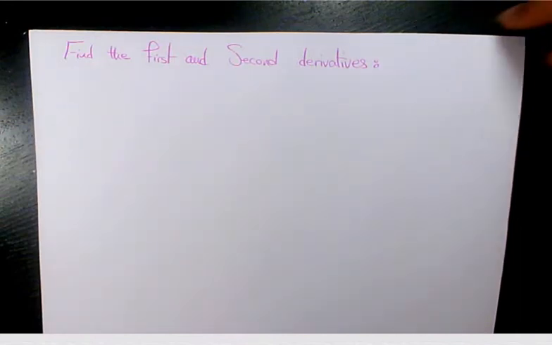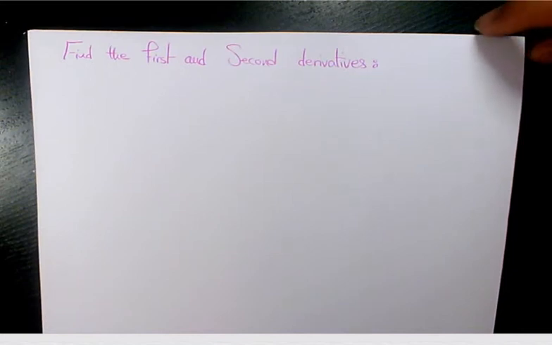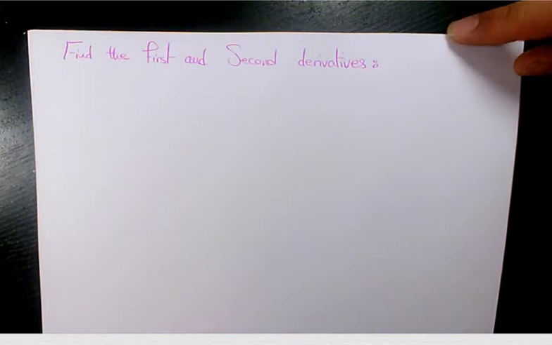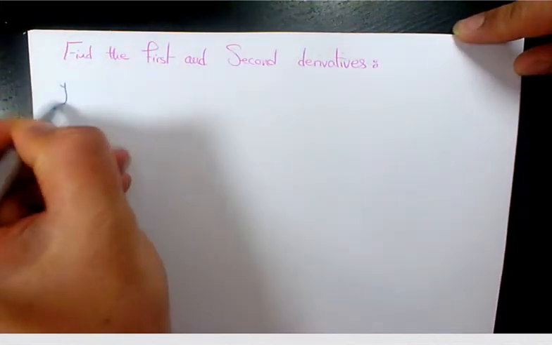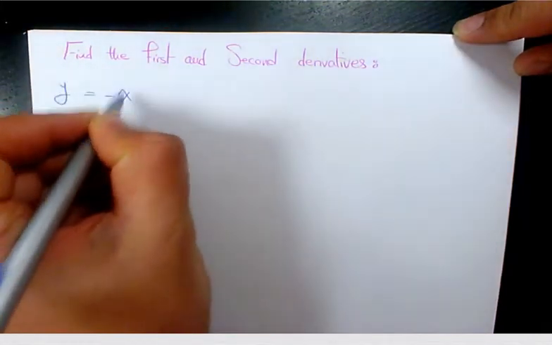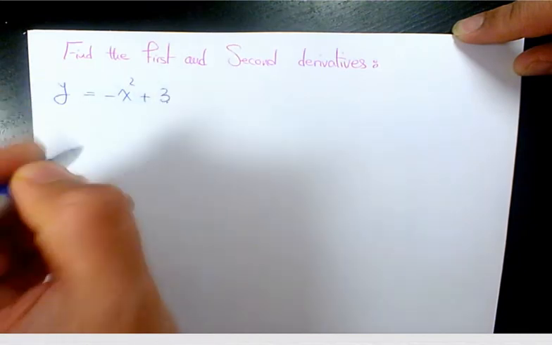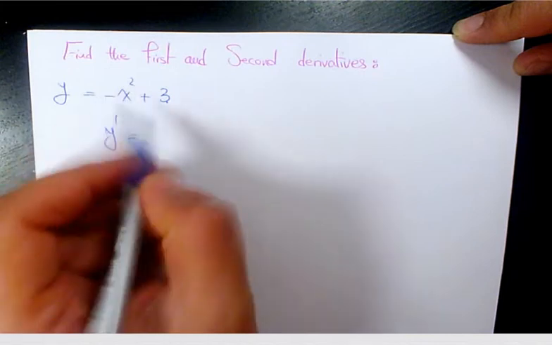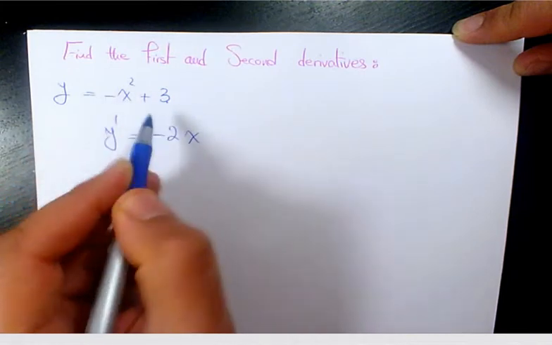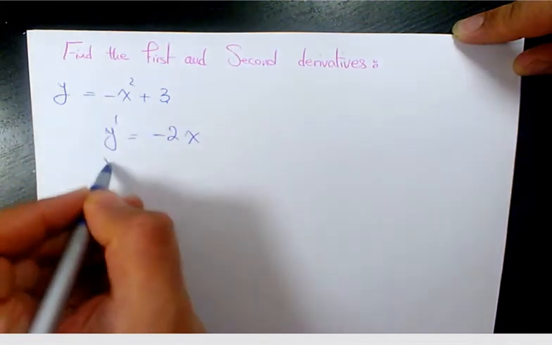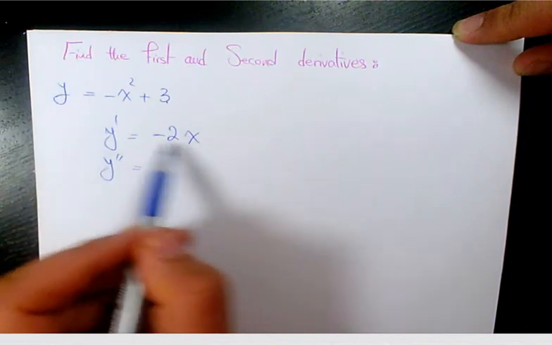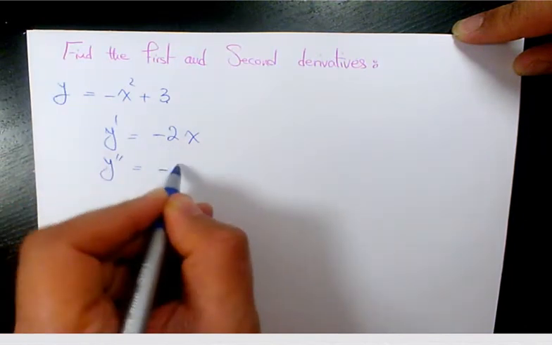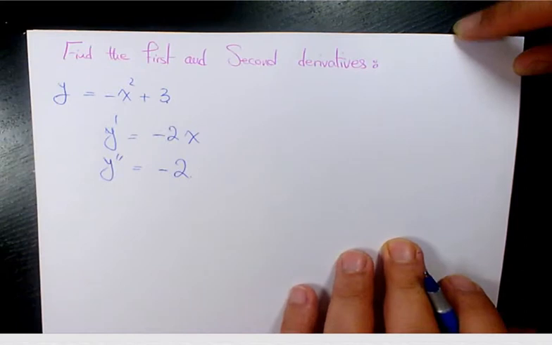Welcome to another video. In this video I want to show you some examples regarding finding derivatives of some functions. In this example it says find the first and second derivative. First one is y equals negative x squared plus 3. Y prime will be, the derivative of negative x squared will be negative 2x. The derivative of 3 is going to be 0. Y double prime is going to be the derivative of negative 2x, which is going to be negative 2.